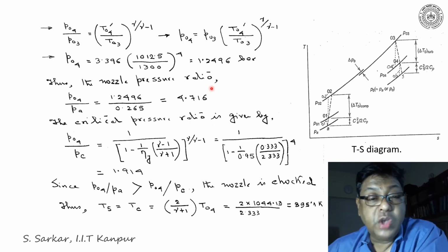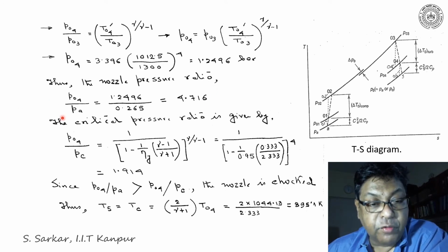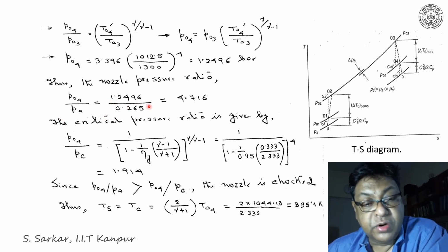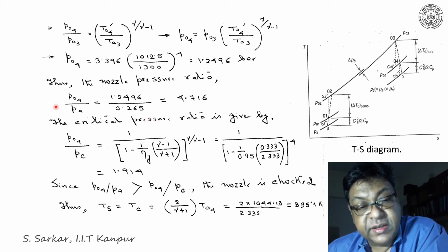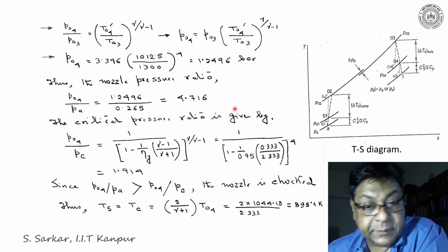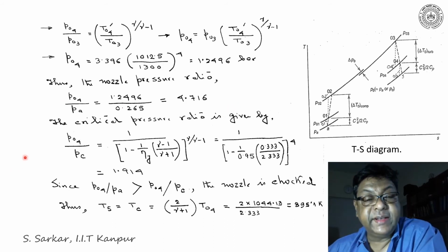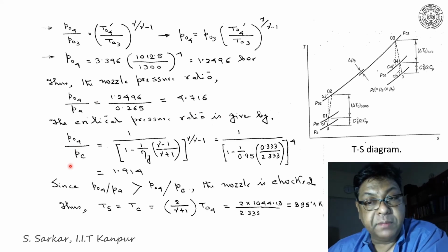Thus, the nozzle pressure ratio is P04 by PA. That is becoming P04 is 1.2496. PA atmospheric pressure is equal to 0.265. So this ratio P04 by PA is now 4.716. Now let me assess the critical pressure ratio, which is equal to P04 by PC.